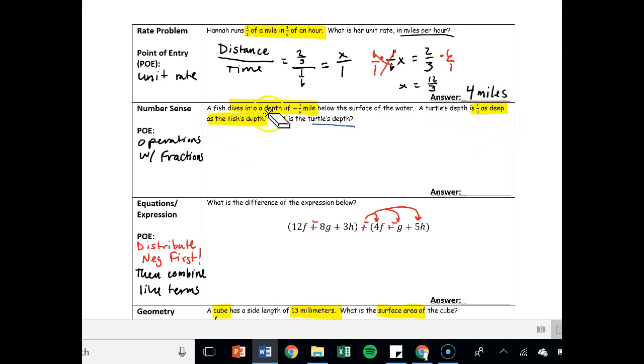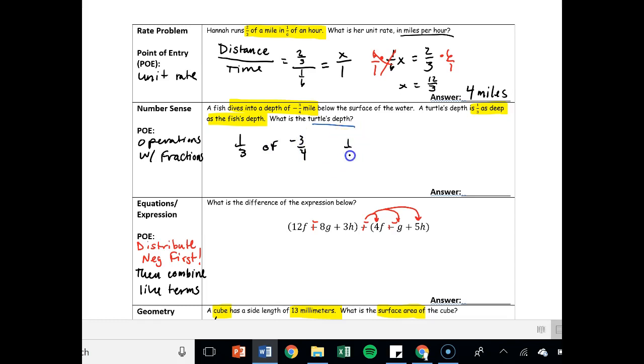Right? A fish dives to a depth of -3/4 mile below the surface water. The turtle's depth is 1/3 as deep as the fish's depth. So if it's 1/3 as deep, we know the fish is farther down, right? Turtle is only 1/3 of that. So what's the turtle's depth? This is basically asking us what is 1/3 of -3/4. And we know that that's a multiplication problem.